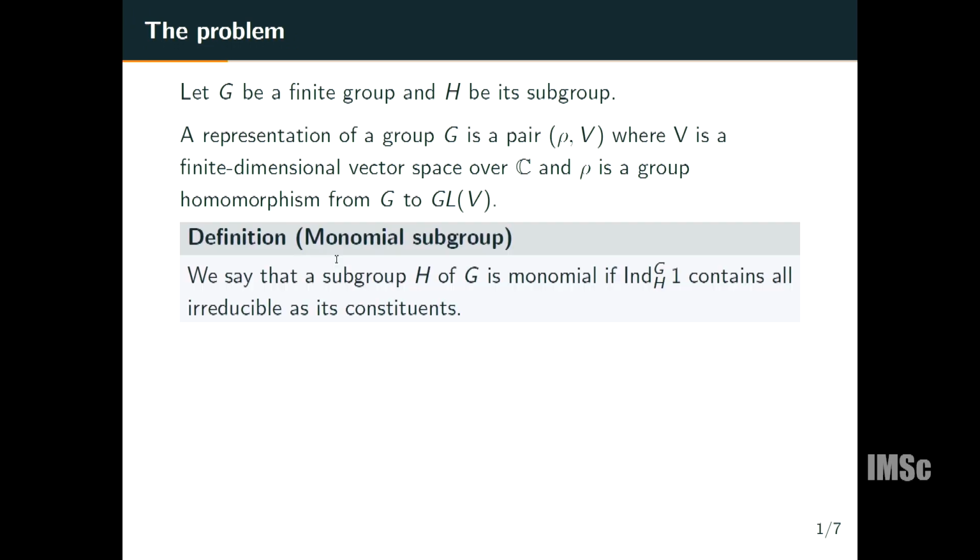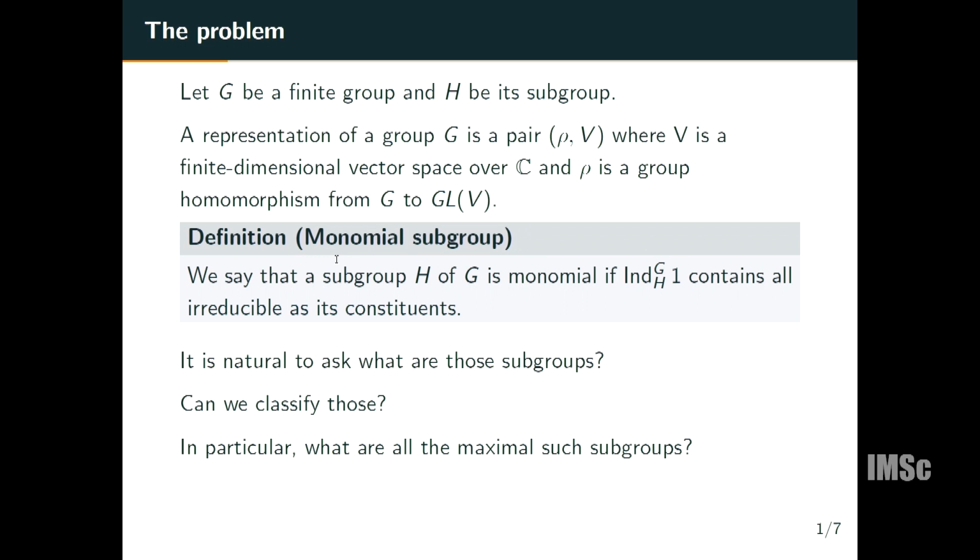So we are very much interested in the following kind of subgroup, called a monomial subgroup. We say that a subgroup H of G is monomial if the induced representation from H to G of the trivial representation of H contains all irreducibles of G as its constituents. And it's natural to ask when this contains all irreducibles, meaning for which subgroups it is going to be monomial. Can we classify those, and in particular what are all the maximal subgroups?